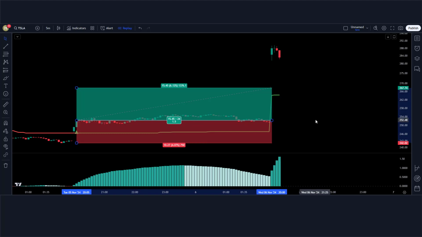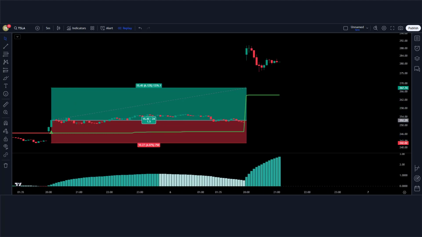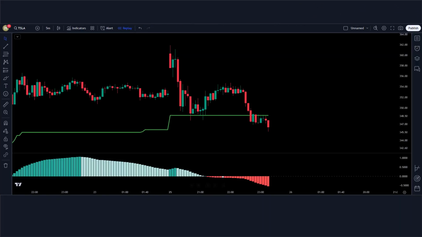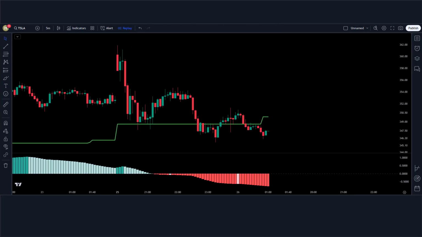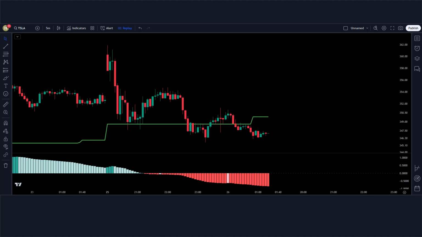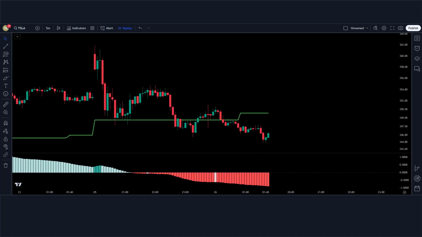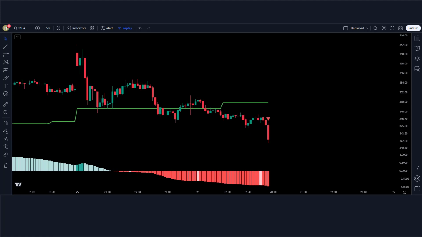I hope you have understood this trading strategy. If not, then don't worry, we will see multiple trades so that you will definitely understand. If you have any question related to this strategy, then you can ask in the comment section. We will try our best to answer all your questions.